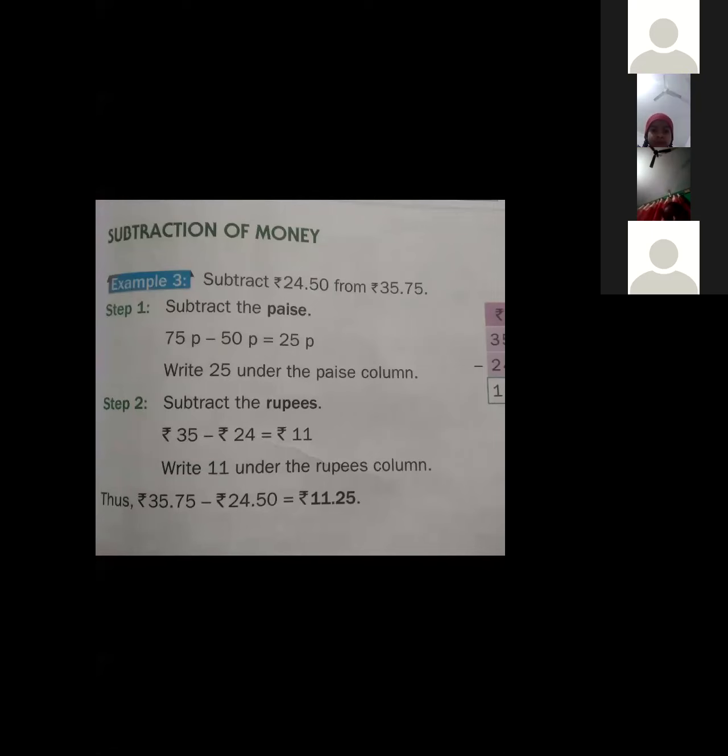This is subtraction of money. When we do subtract, this is one question I have taken. So what you have to do in this, subtract rupees 24.50 from rupees 35.75. Here always keep in subtraction sum, as I have told you a number of times, always keep the big number at the top, and this small number which I put a tick mark, you have to keep it down. So there are two ways to do, okay?